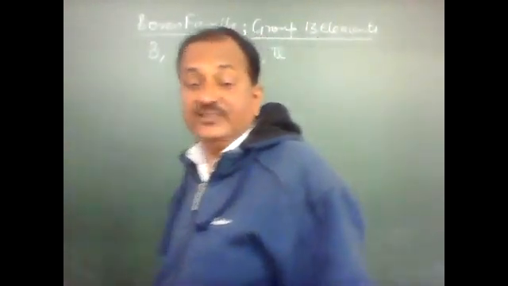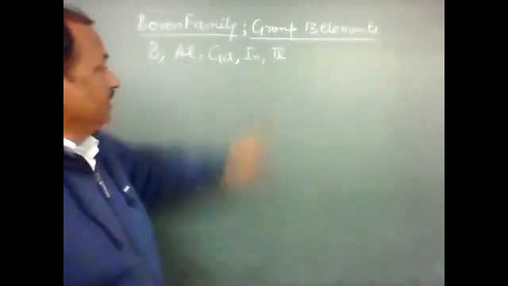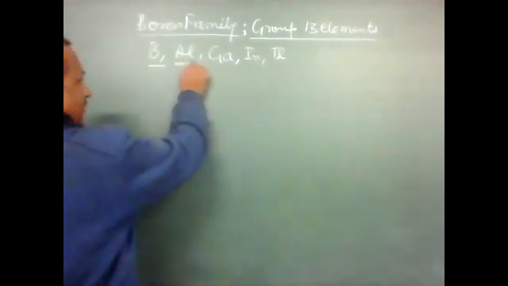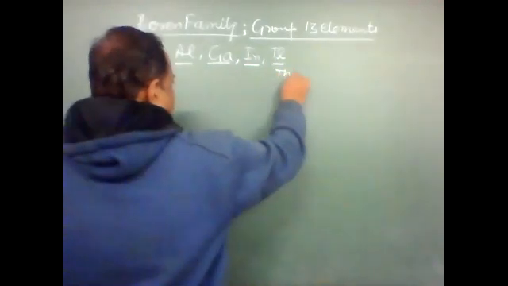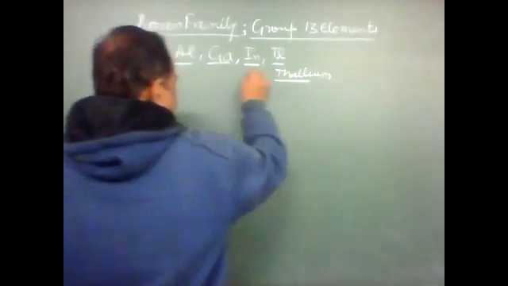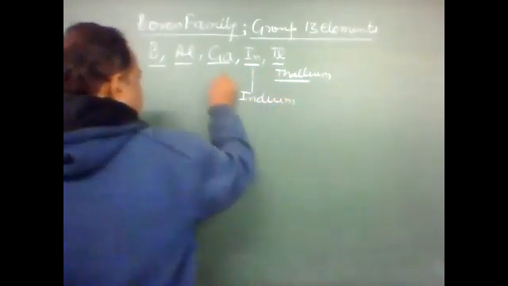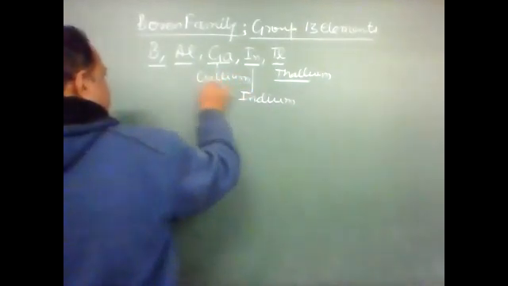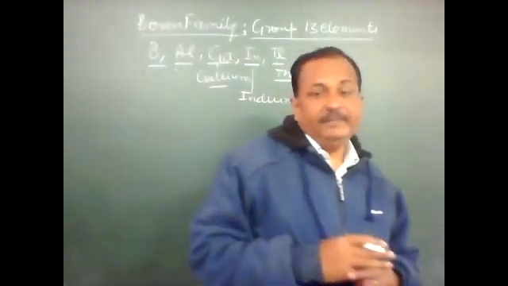Today I'm going to explain a very important part of p-block chemistry, that is the boron family, group 13 elements. The members are boron, aluminium, gallium, indium and thallium. So these are the members.